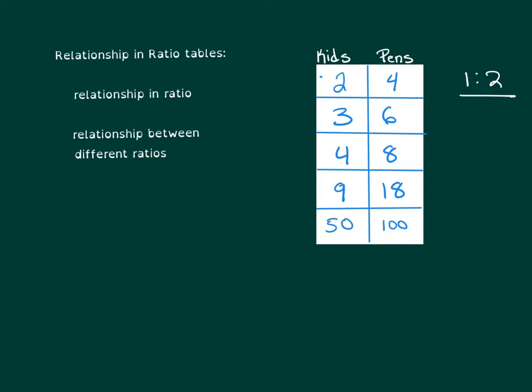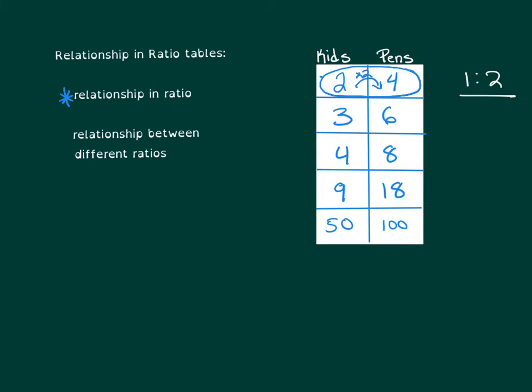So the first thing that I want to look at is this relationship within each individual ratio. So let's look at just this first ratio here, 2 to 4. And I want to look at what's the relationship between the number of kids I have and pens? Well, it's doubled, so it's times 2. There are twice as many pens as I have kids, so it's times 2.